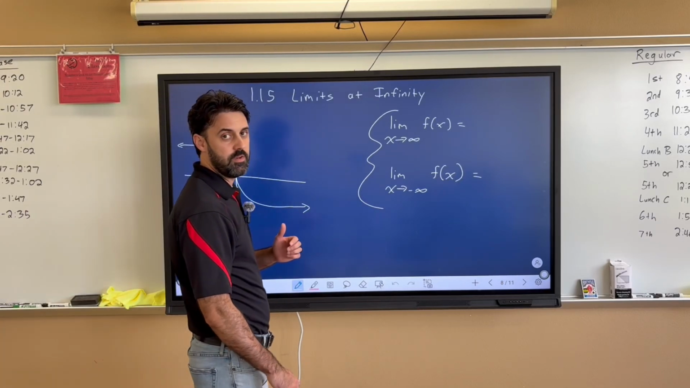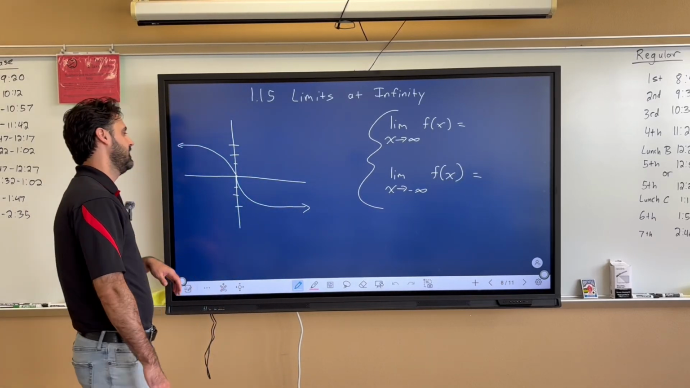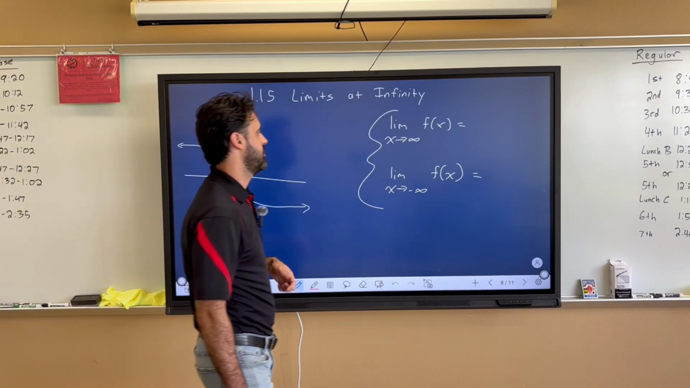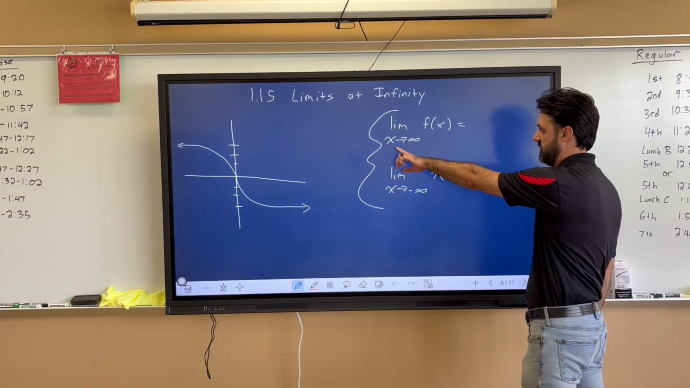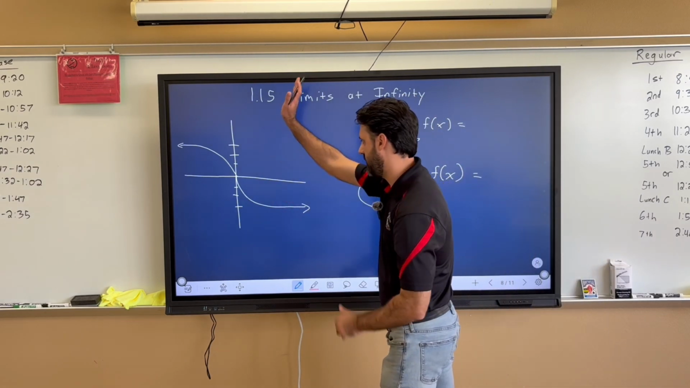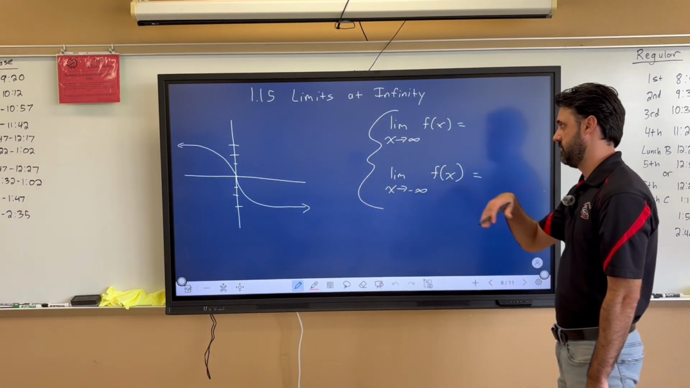All right, guys, section 1.15, limits at infinity. We're going to start this lesson off also with a graph. What we're doing, though, is we're trying to figure out the limit as x approaches infinity or negative infinity. The last video was more about vertical asymptotes. This one's going to be about horizontal asymptotes.